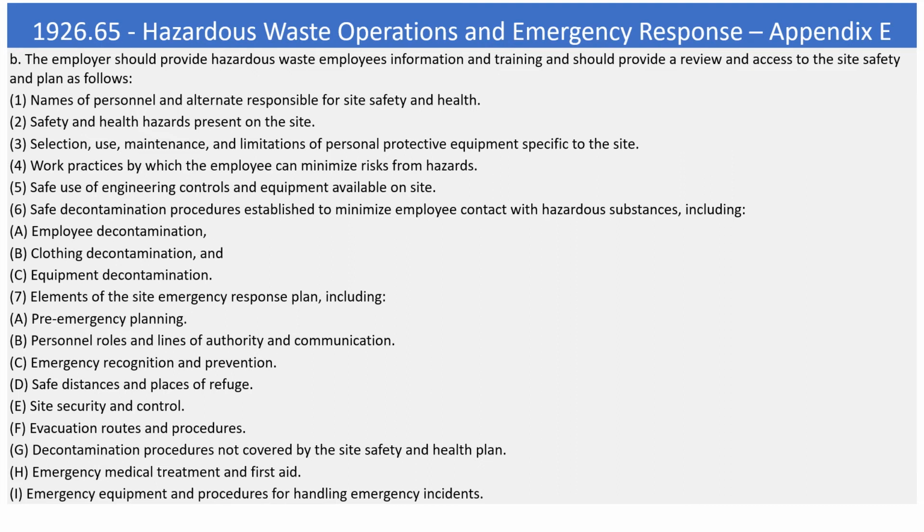Pre-emergency planning, B. Personnel roles and lines of authority and communication, C. Emergency recognition and prevention, D. Safe distances and places of refuge, E. Site security and control, F. Evacuation routes and procedures, G. Decontamination procedures not covered by the Site Safety and Health Plan, H. Emergency medical treatment and first aid, I. Emergency equipment and procedures for handling emergency incidents.